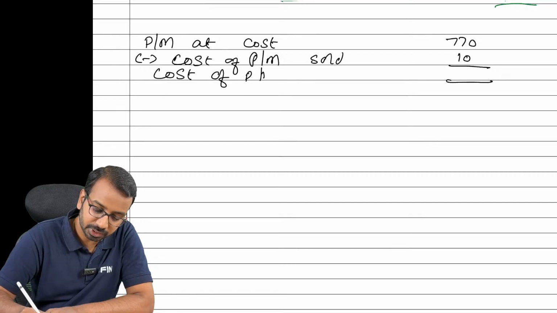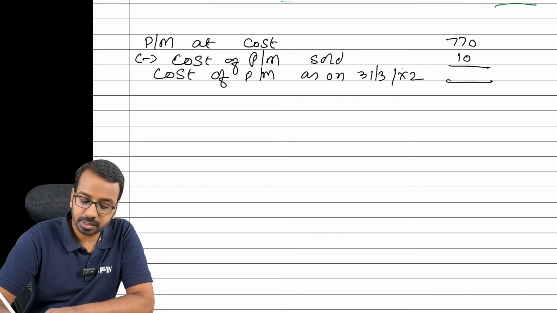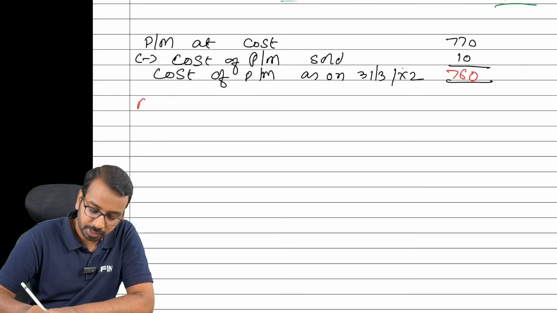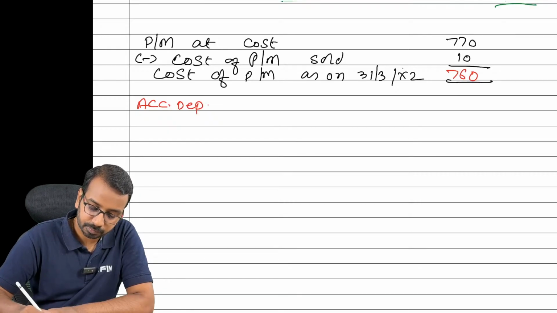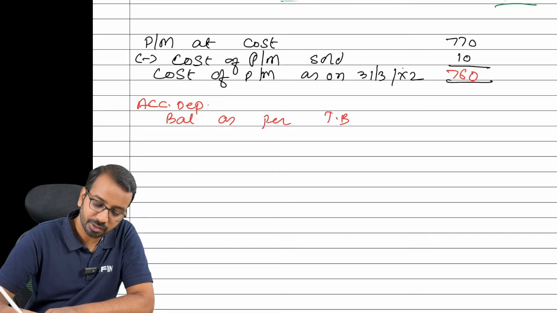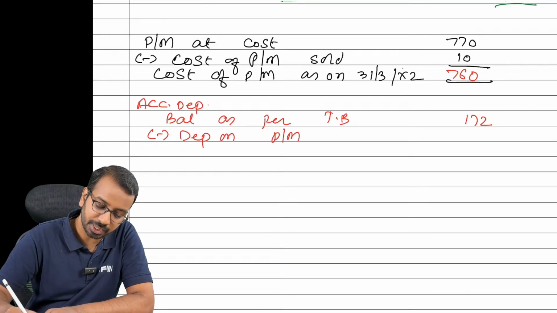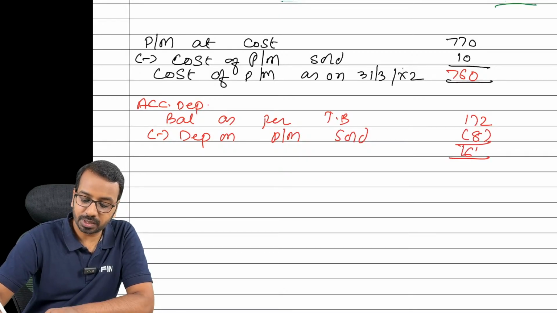Cost of plant and machinery as on 31st of March of year 2 is 760. This is the first number. Accumulated depreciation: balance as per trial balance 172, less depreciation on plant and machinery sold. How much was that? 8. We'll reduce that, so we'll get 164.